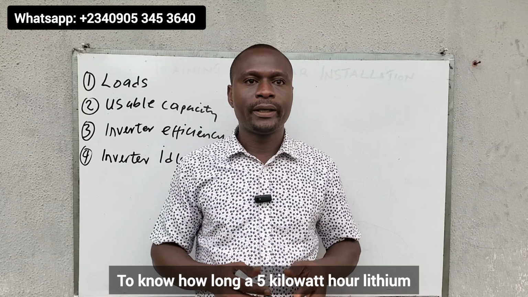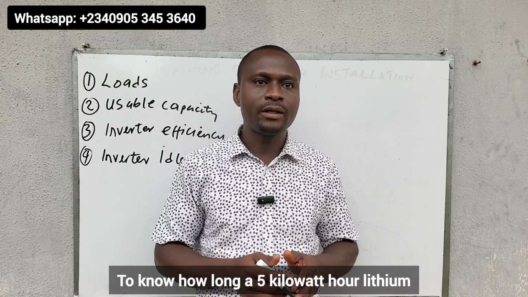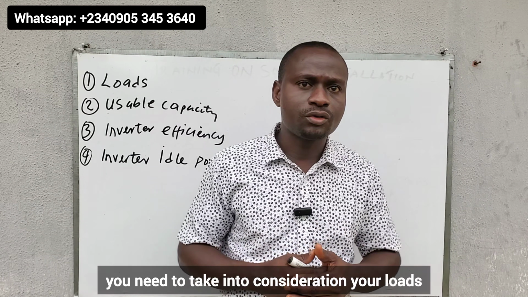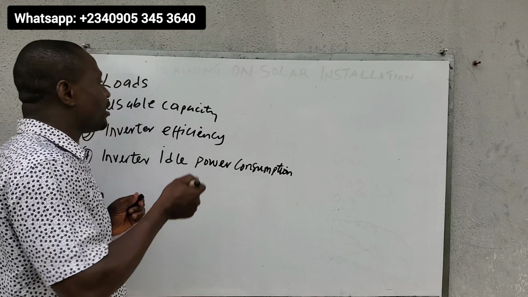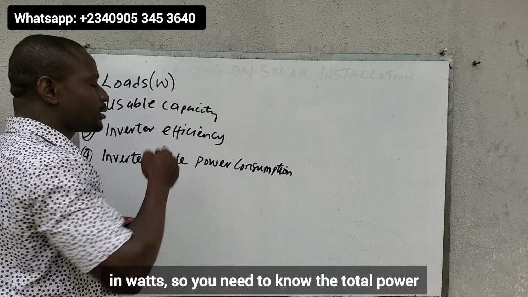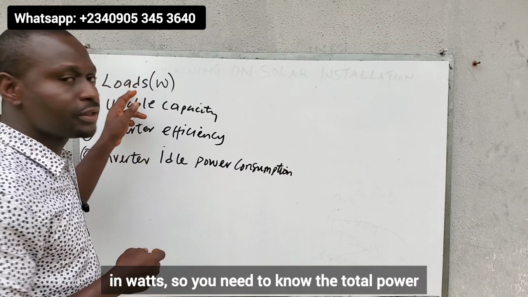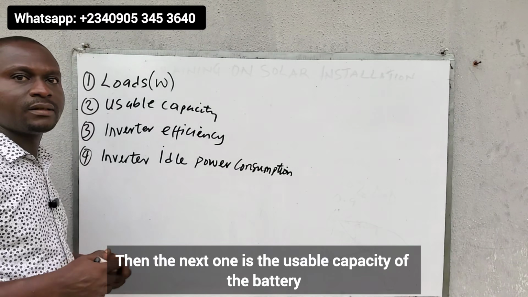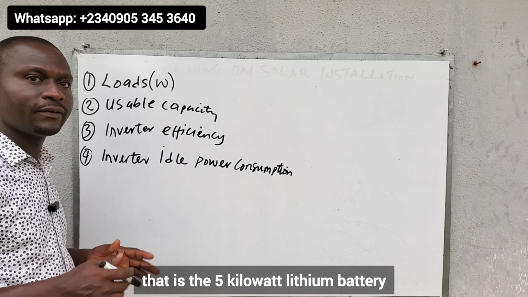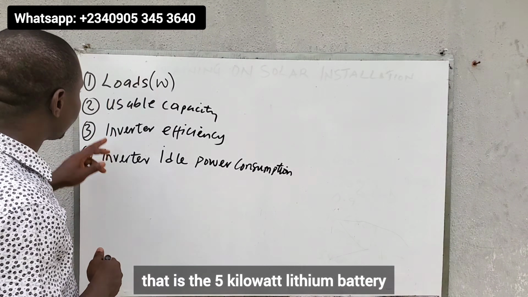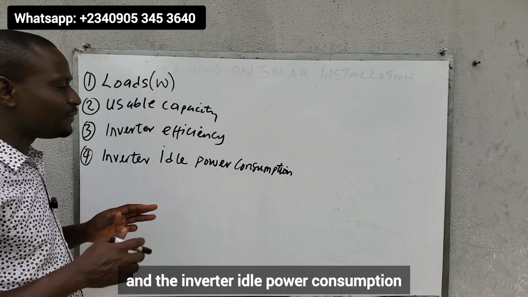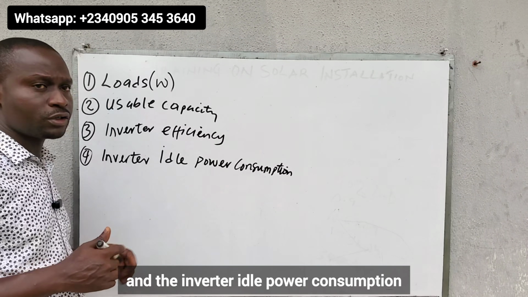To know how long a 5 kilowatt hour lithium battery will power your appliances, you need to take into consideration your loads. They are rated in watts, so you need to know the total power rating of your loads. Then the next one is the usable capacity of the battery, that is the 5 kilowatt hour lithium battery. Then the next one is the inverter efficiency and the inverter idle power consumption.